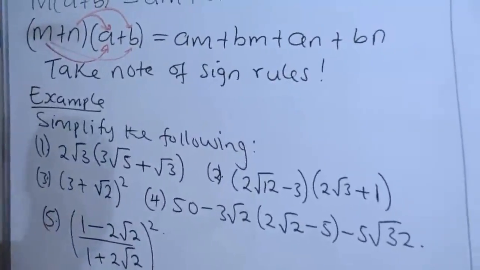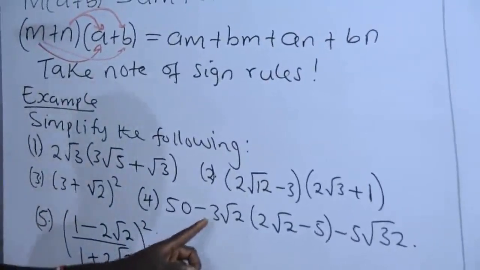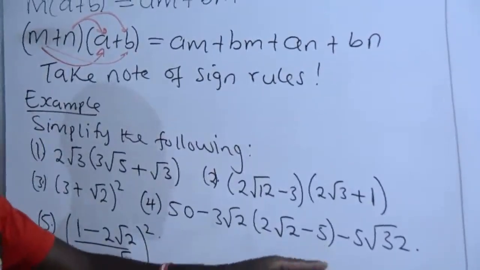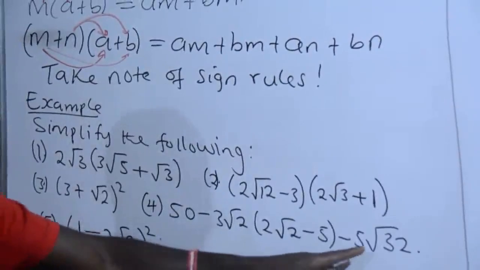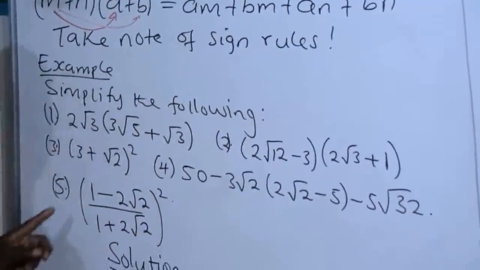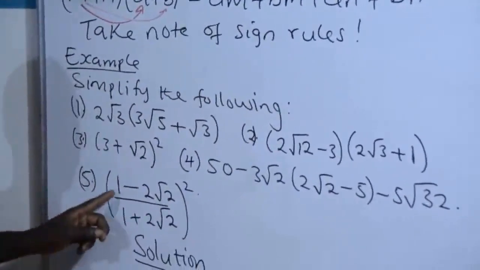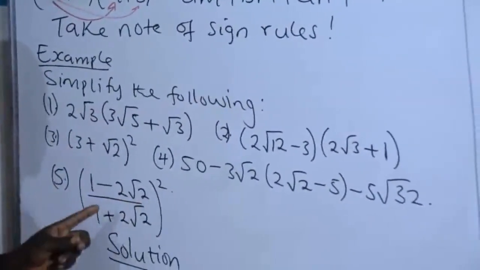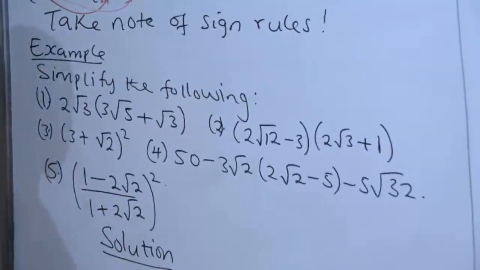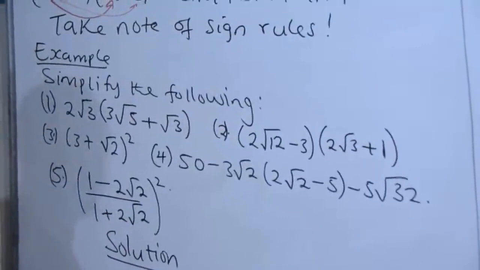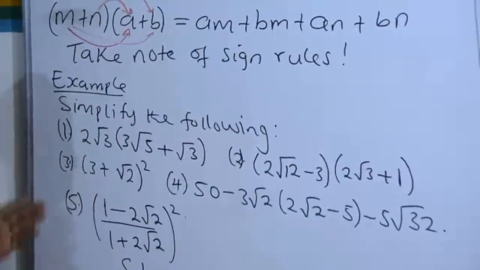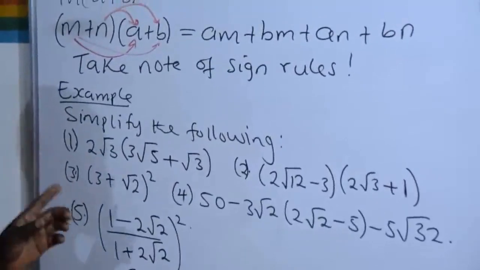And the fourth question here we have 50 minus 3 root 2 open bracket 2 root 2 minus 5 close bracket minus 5 root 32. And then the last one here we have open bracket 1 minus 2 root 2 all divided by 1 plus 2 root 2 close bracket all squared. So I want us to pay attention and see how we can arrive at the solutions to each of these questions.